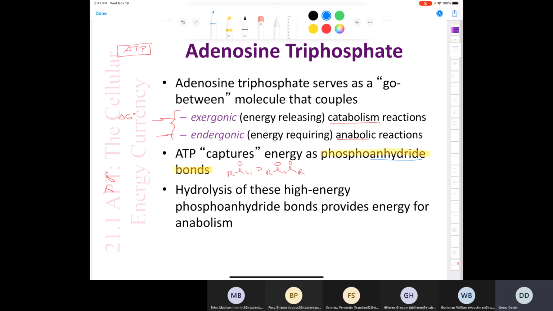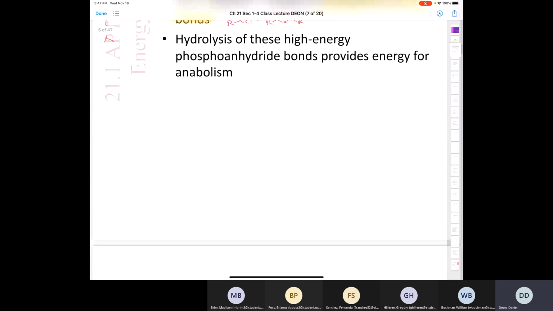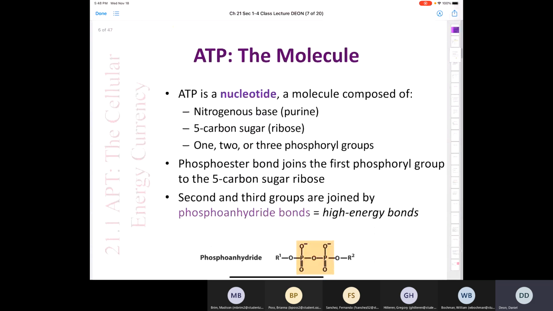Anhydride, loss of water. So when we make an anhydride, we think of it as having a high energy bond. It's very reactive. So hydrolysis of these high energy phosphoanhydride bonds is going to release energy, and that energy can be used for anabolism. And we're going to see that unfold this evening as we progress through the chapters.